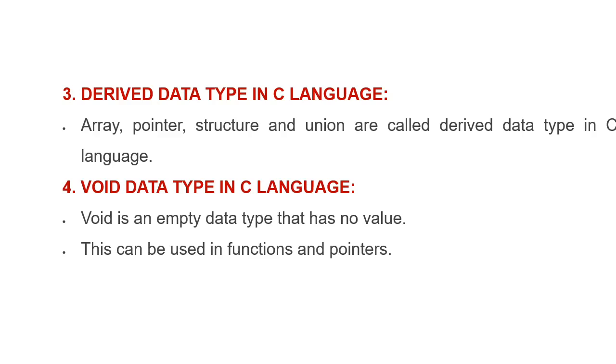Then derived data types in C language. Array, pointer, structure, and union are called derived data types in C language. Then the fourth one is the void data type in C language. Void is an empty data type that has no values. This can be used in functions and pointers.